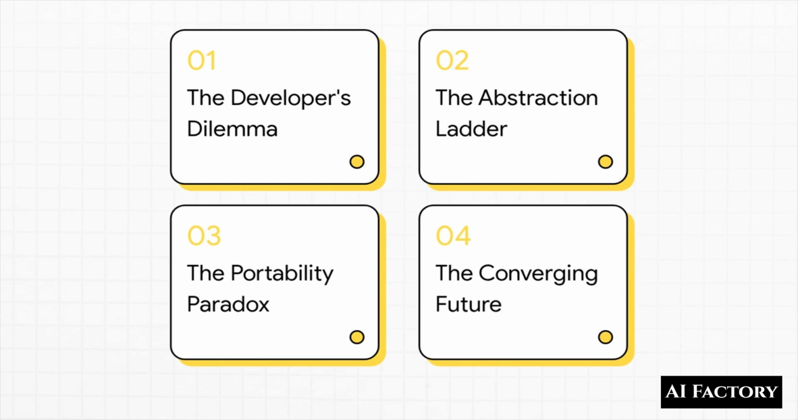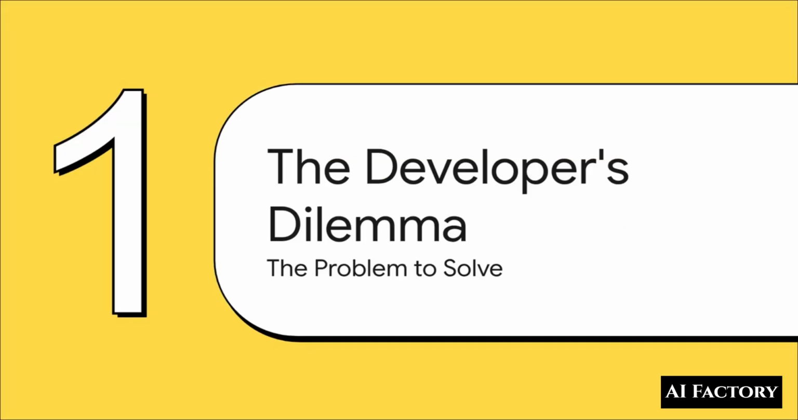Okay, so here's how we're going to break this down. First, we'll look at the developer's dilemma, the root of the problem. Then we'll climb what we're calling the abstraction ladder to see the solutions. After that, we'll get into the portability paradox, some unintended consequences. And finally, we'll peek into the converging future. All right, first up, the developer's dilemma.